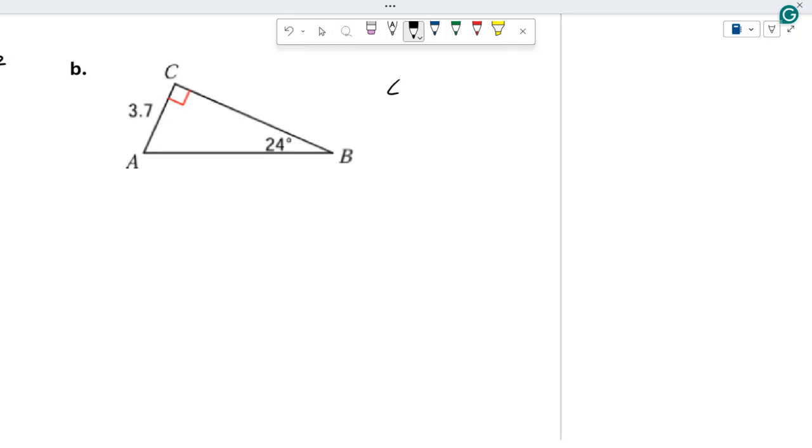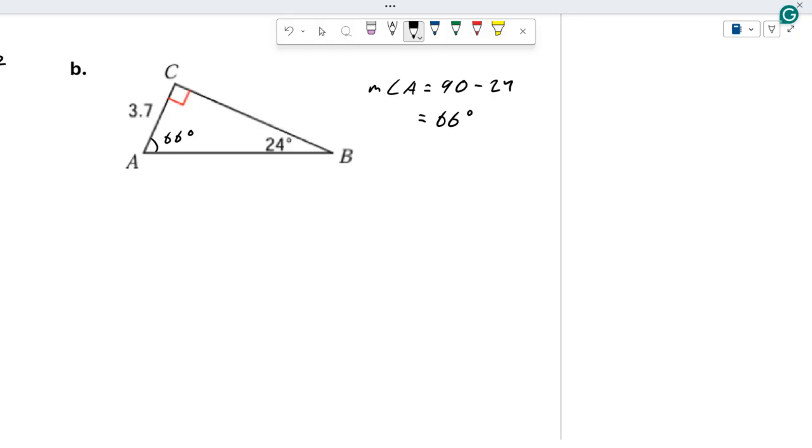So if we're looking for the measure of angle A, I know that angle A and angle B combined have to be 90 degrees, which means angle A is going to be 90 minus the measure of angle B, which is 24. So I end up getting 66. So this angle right here is 66 degrees. Okay, so in order to finish out this problem, we just need to now find our 2 missing sides.